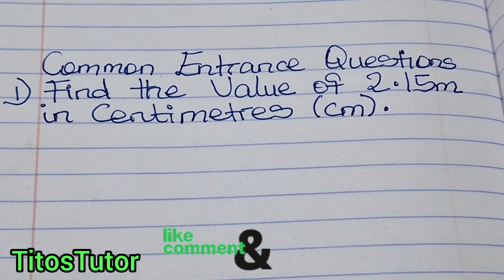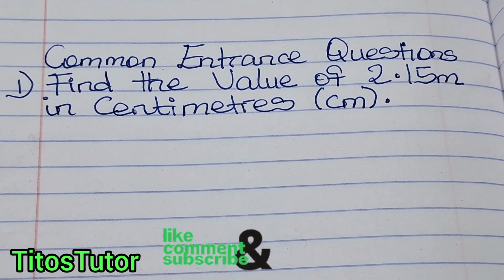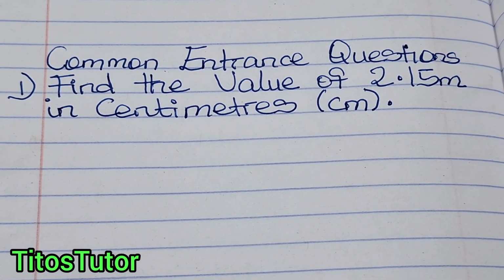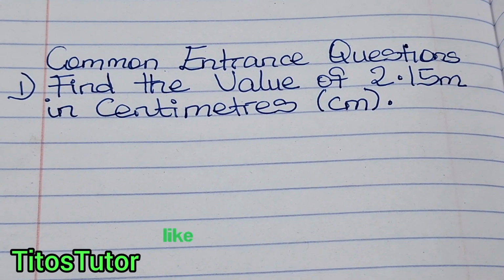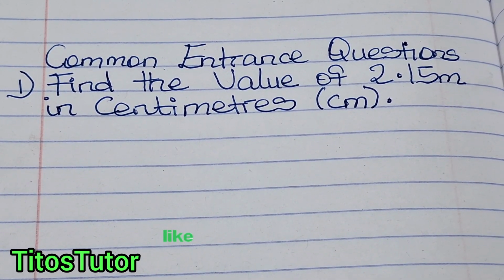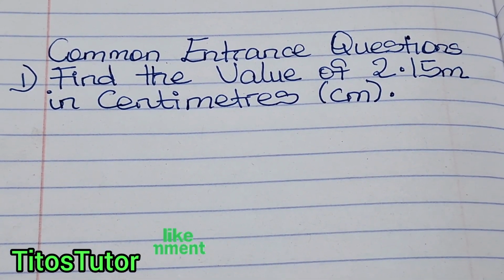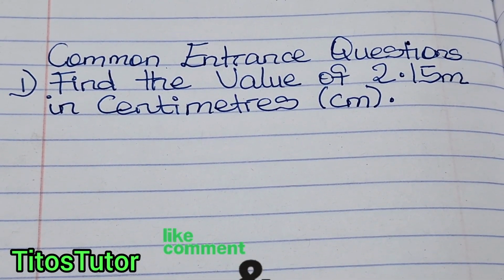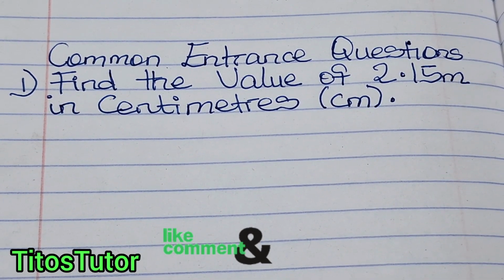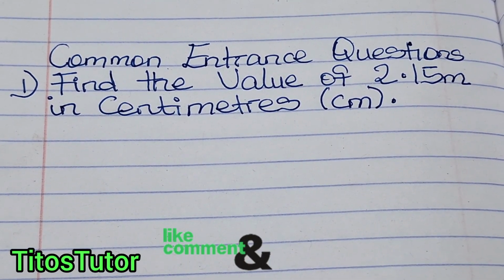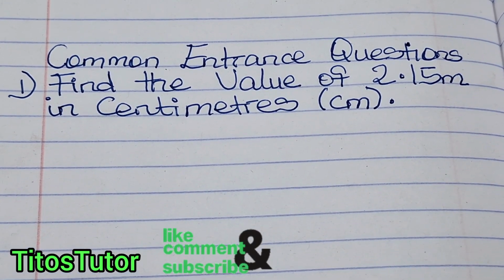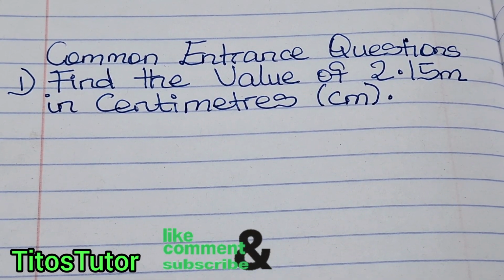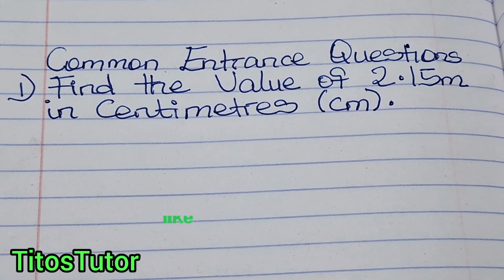So whenever you see a metric conversion question, the first thing you ask yourself is, what unit was given to me? In this case, meters was what was given to me, and I'm converting to centimeter. Then you ask yourself, which unit is bigger, meters or centimeter? In this case, centimeter is smaller, meters is bigger. So I am converting to a smaller unit. Whenever I'm converting to a smaller unit, I always multiply. So now you know you're going to multiply.